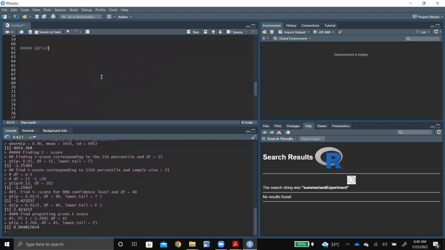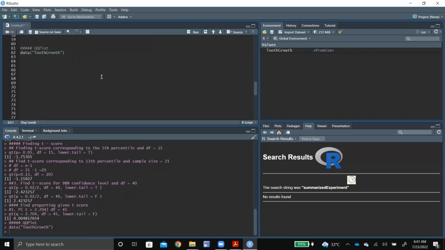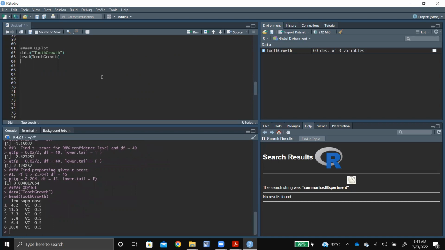So a QQ plot or a quantile plot helps us discover whether a data set or even a variable is normally distributed or not. To do this, let us find a data set. R has some inbuilt data sets. Let me load a data set called ToothGrowth, and let me check if that has loaded properly or not. So I have head ToothGrowth. It seems like it has loaded properly, and it has 3 columns.